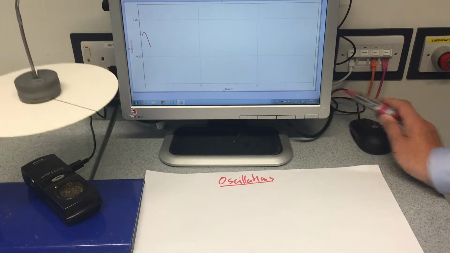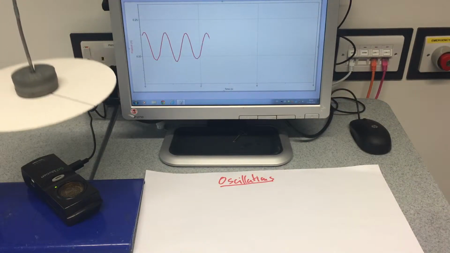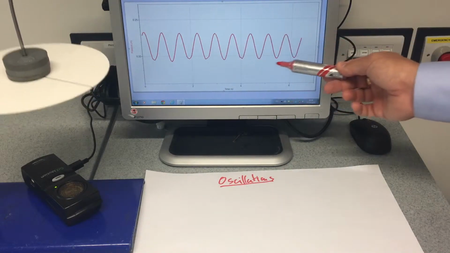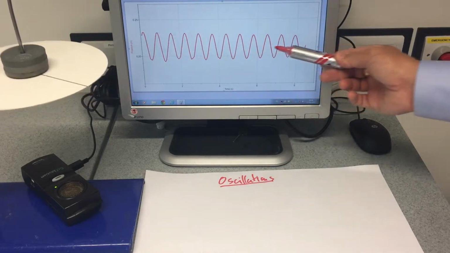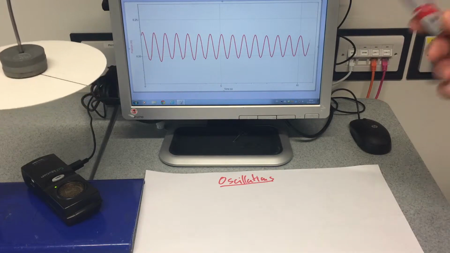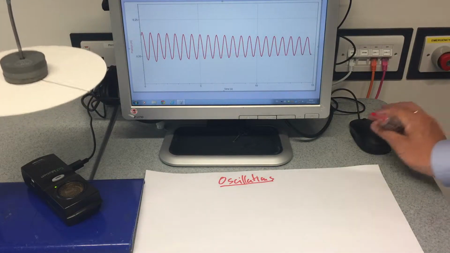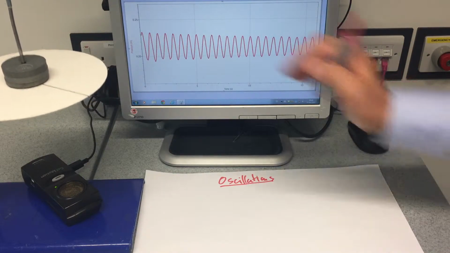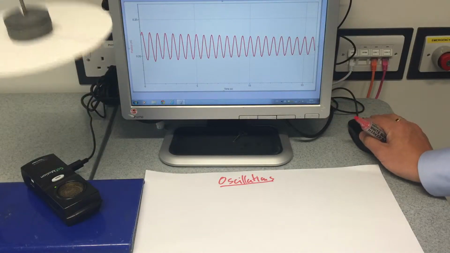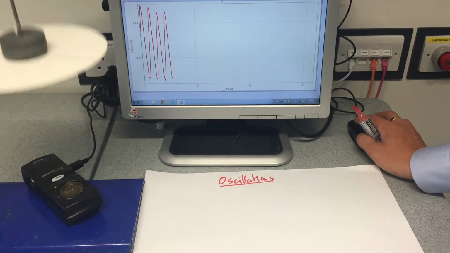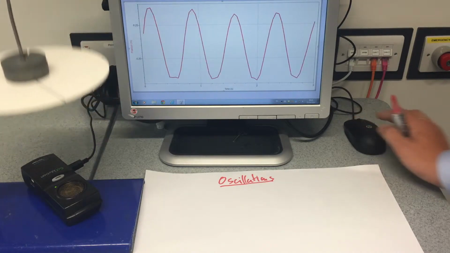And if I keep collecting, you can see that the amplitude of the oscillation is decreasing, but the time period stays the same. And what we're going to look at is the time period of the oscillation. So let me just stop that there. Start this up again. I'll just take a few time periods and expand them.